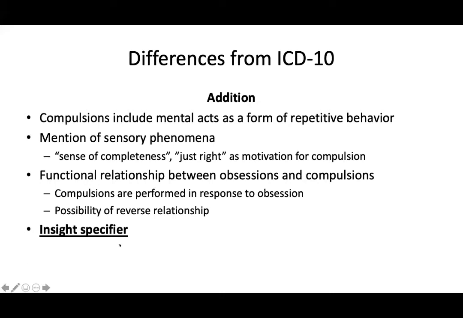And the most important thing is the insight specifier. There are two categories that have been mentioned, either people with good to fair insight or poor to absent insight. This is most important because people even with delusional beliefs, like if I come into contact with a particular contaminant, I will develop a disease. If the person is completely delusional about it, the person can be diagnosed as OCD alone, and there's no requirement for diagnosis of a comorbid psychotic disorder.